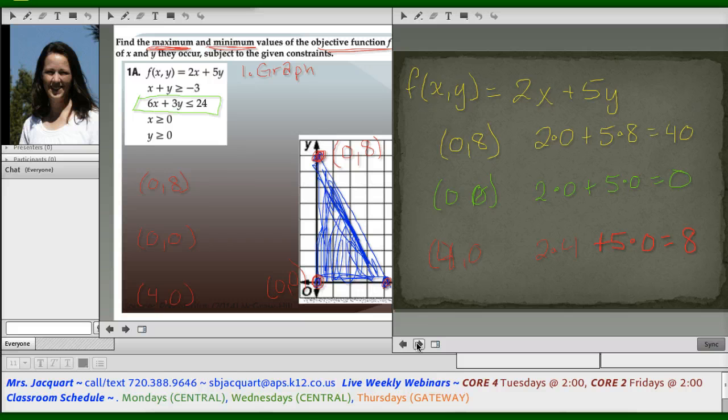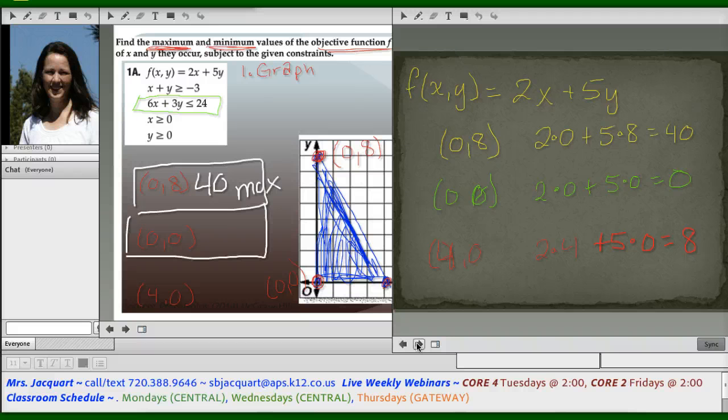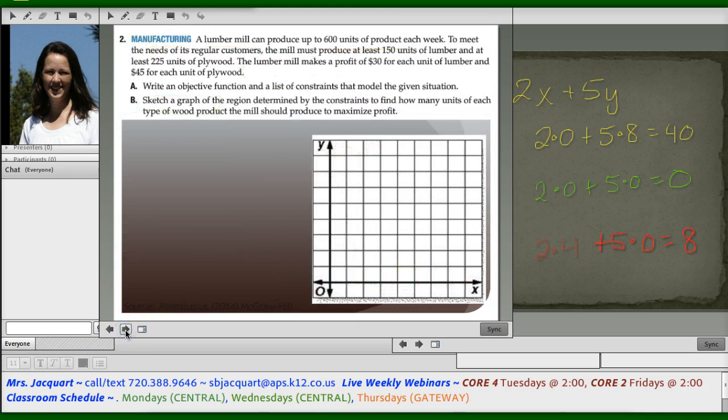So you can see where my max would be. My max would be this one, the 40. This one produced my min, and it was 0. Cool. So that's it. So we're going to work another story problem so we can kind of think through it. I'm going to give you a moment to read it.